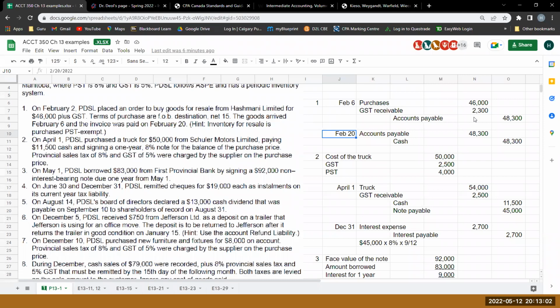So net 15 just means that we have to make the payment in 15 days. There's no discount here. If there was a discount, it'll be harder. We got it. Okay, perfect. I got it. Thank you.